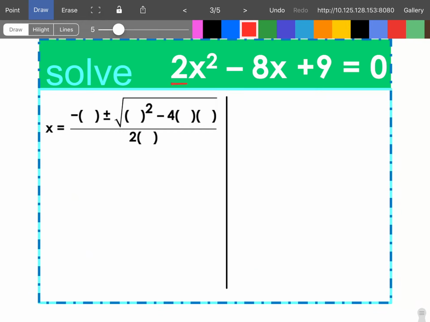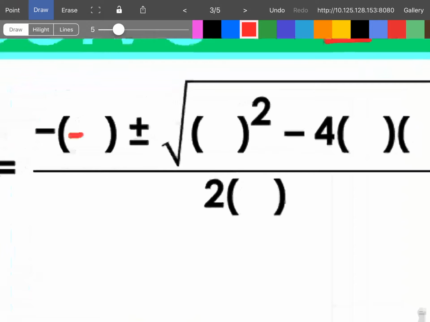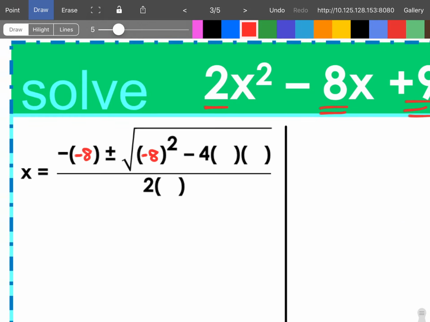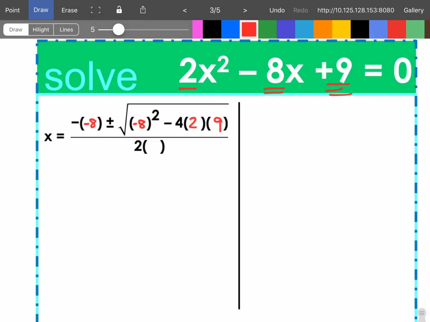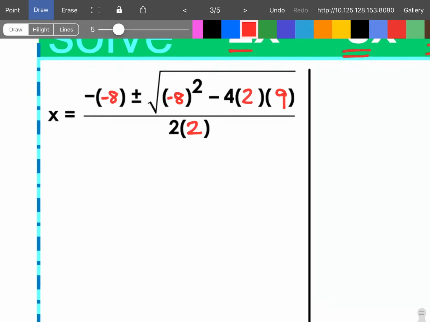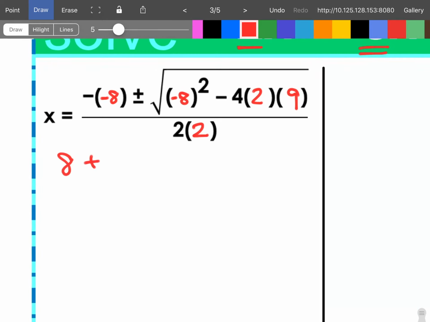So we've got our A, our B, and our C. So let's plug in. Our B is -8, so we're going to plug in a -8, and then -8 squared, minus 4 times A, which is 2, and C, which is 9, all divided by 2 times A. The opposite of -8 is a +8, plus or minus the square root.